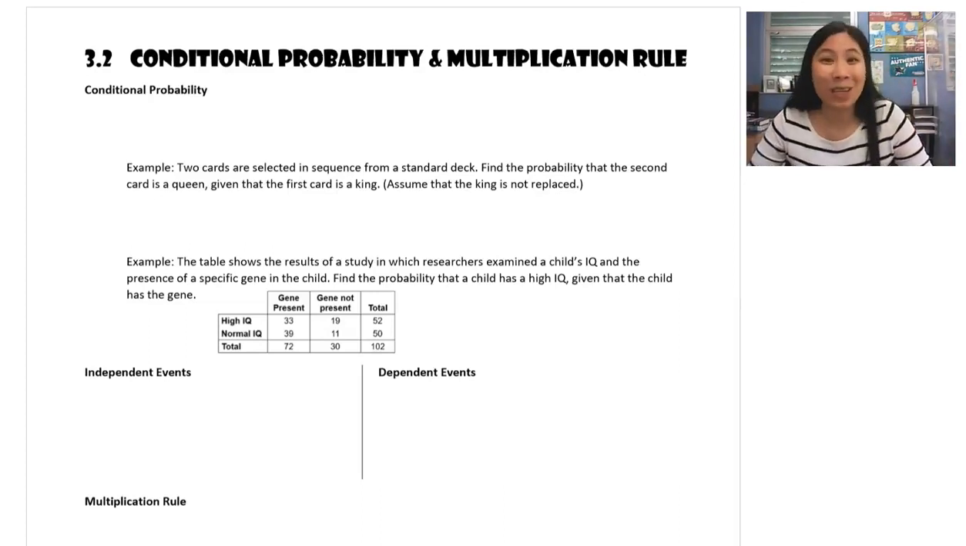Hello, and welcome to Chapter 3, Section 2. Today we talk about conditional probability and the multiplication rule.